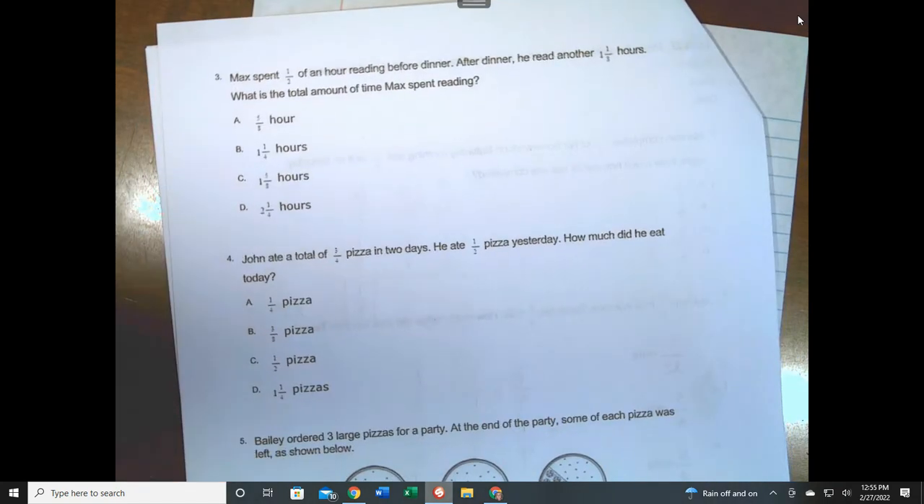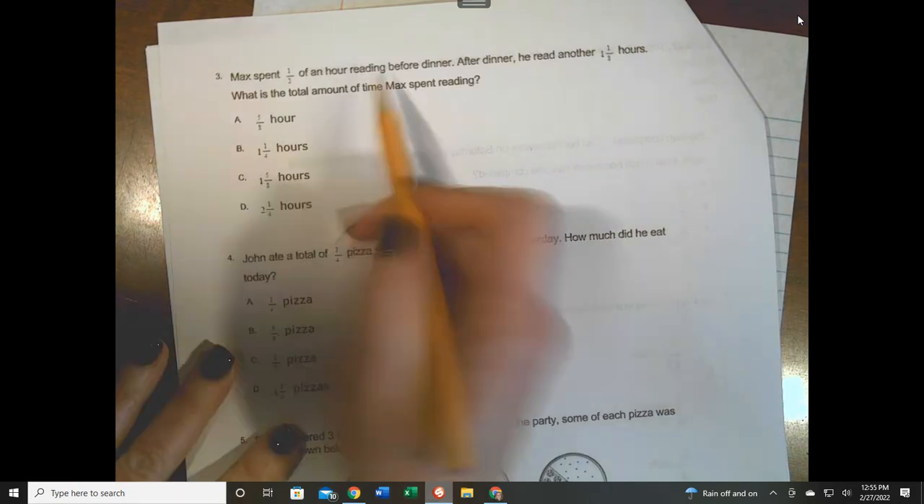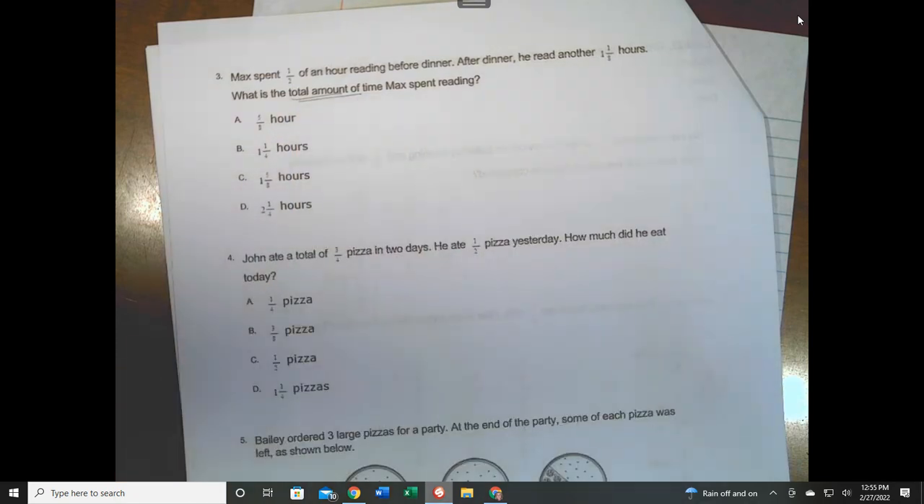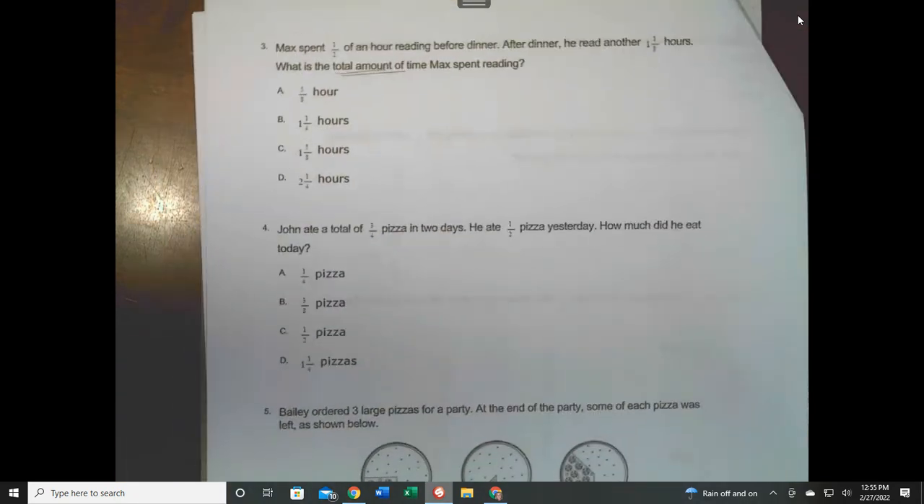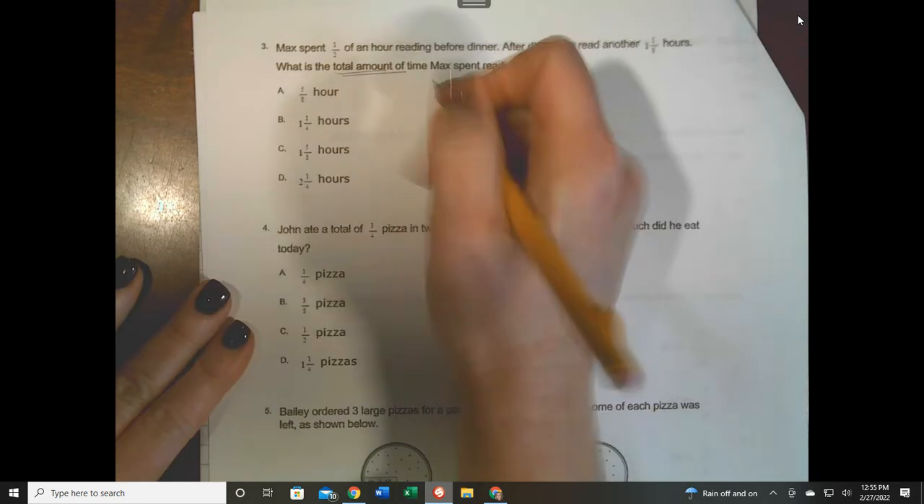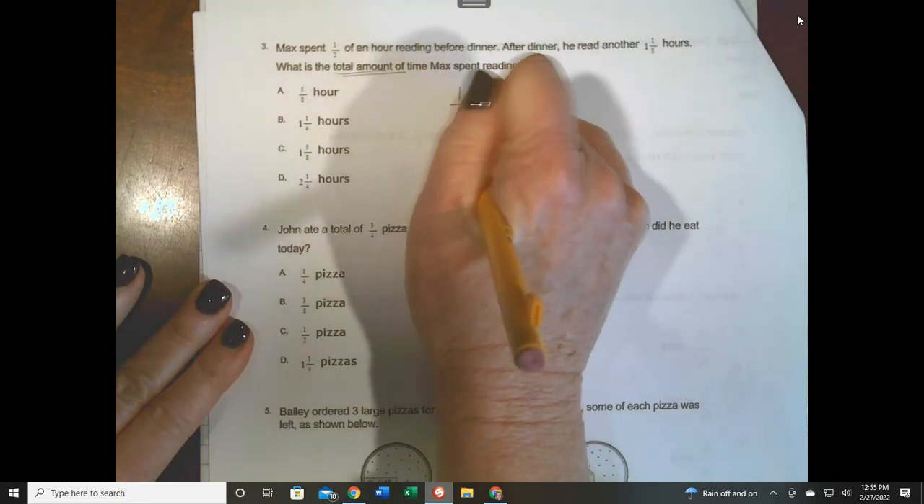Max spent half an hour reading before dinner. After dinner, he read another 1 and 1/8 hours. What is the total time Max spent reading? The total amount of time. We're just going to add those two amounts up. So we have 1/2 that we will be adding to 1 and 1/8.